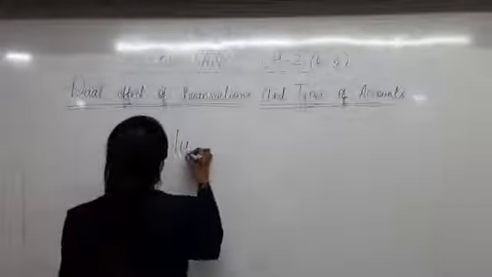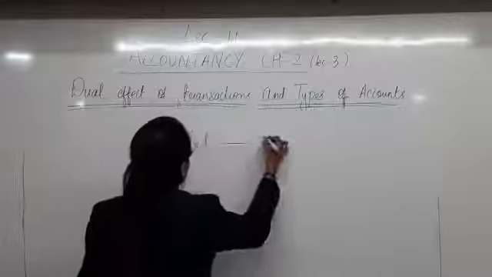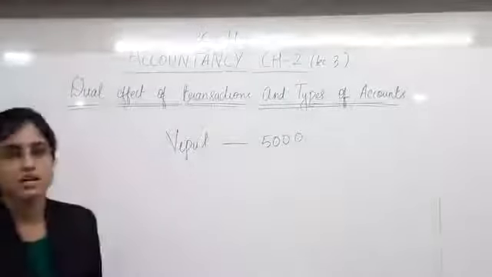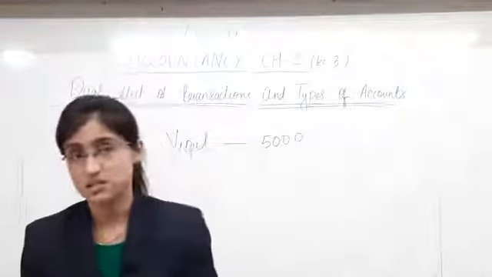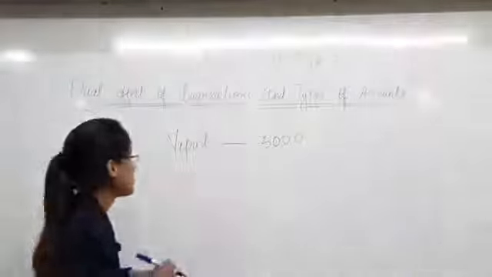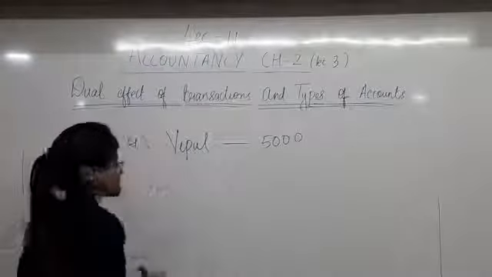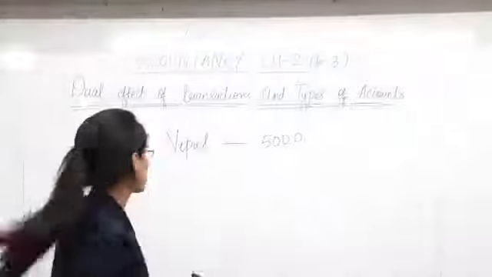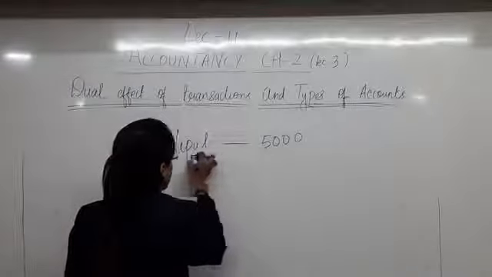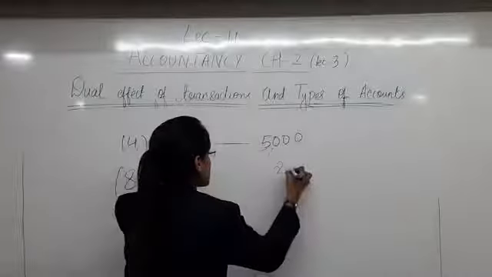So before understanding the effect, let us understand this scene. Vipul is a person to whom I have sold goods worth rupees 5,000 on credit. Yes, the fourth transaction is a credit transaction. It is 5,000. Now this is the fourth transaction, and here is the eighth transaction. They say that this Vipul has returned goods of rupees 200.